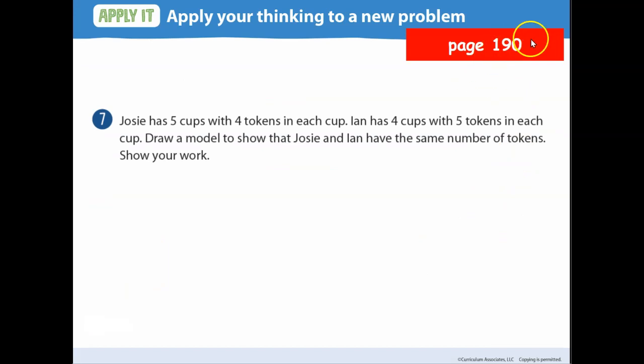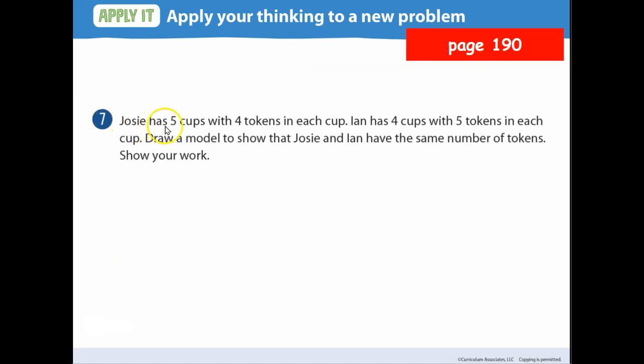All right, go to page 190. First let's read this. It says, Josie has 5 cups with 4 tokens in each cup. Ian has 4 cups with 5 tokens in each cup. Draw a model, right? So if I'm drawing a model, what can I use? Arrays or equal groups, correct?